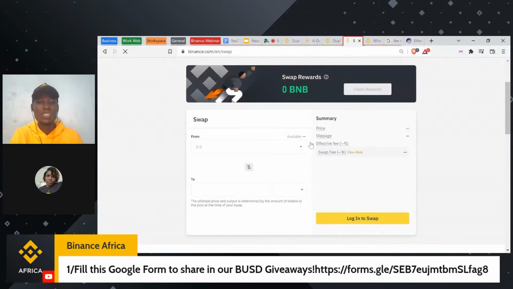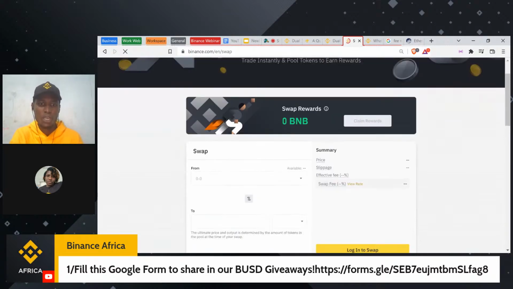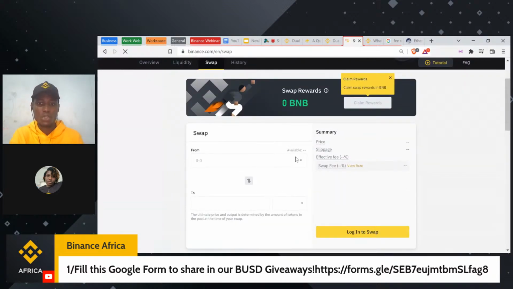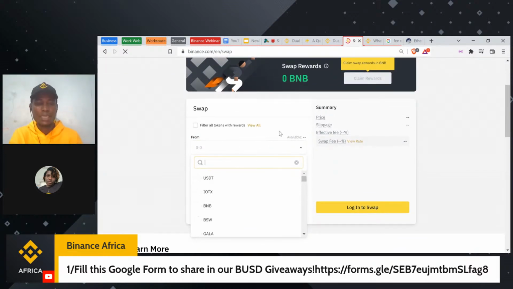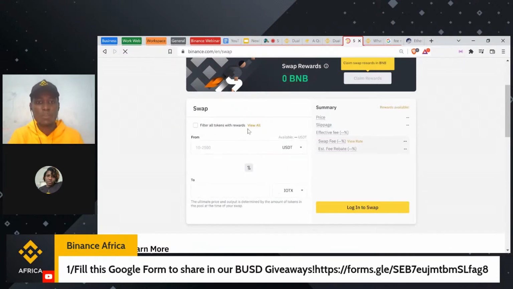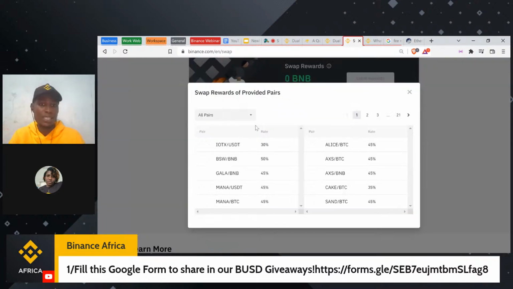So you want to swap. The first thing you want to do is select your pair, the particular pair that you want to swap between. You have different assets available to swap from. Because there are several assets available and some don't have rewards attached to them, you have to check. You can tap on view all to check the available token pairs that come with rewards, and also check their rebate percentage.